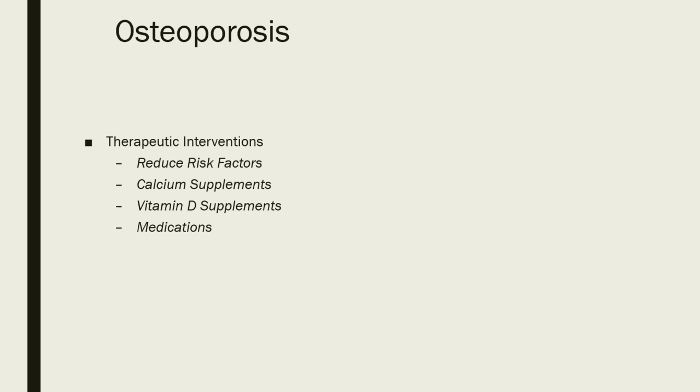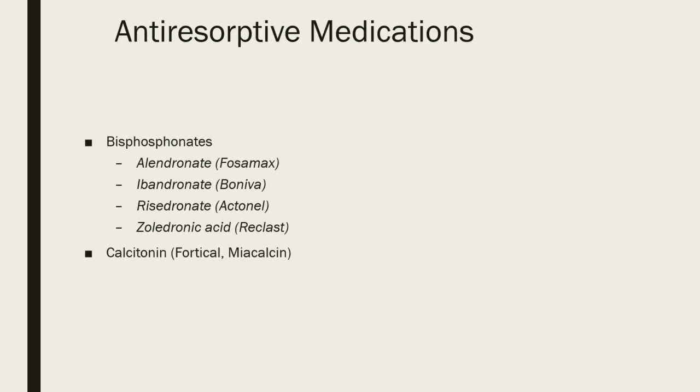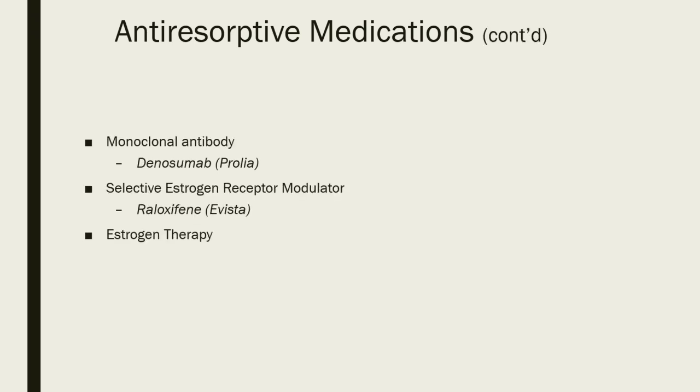Therapeutic interventions, you want to reduce the risk factors that would be considered modifiable. Encourage calcium and vitamin D supplements, as well as any other medications. These other medications could include anti-resorptive medications like your bisphosphonates, okay, or your calcitonin. You can also do monoclonal antibodies, selective estrogen receptor modulators, as well as estrogen therapy.